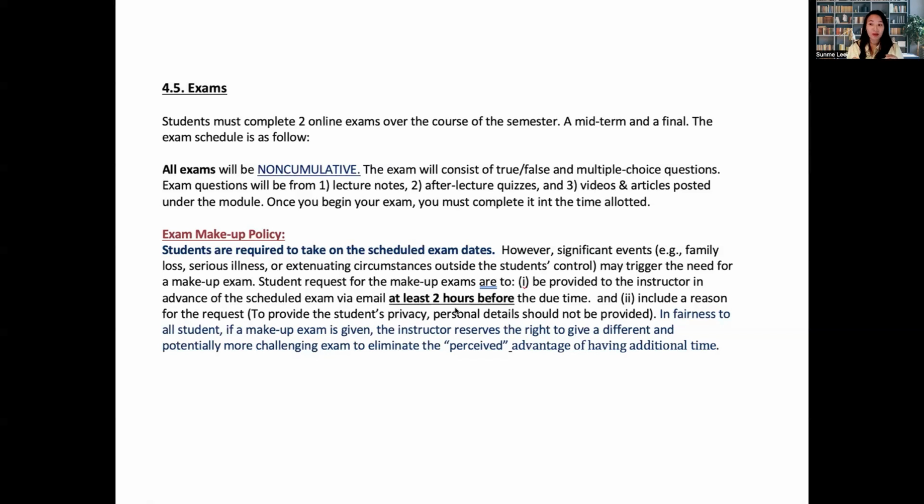Now let's talk about the exam makeup policy. You are required to take an exam on the scheduled dates. But sometimes I know unexpected things happen, so please let me know at least 2 hours before the exam, then I can accommodate your exam. Keep in mind that the makeup exam or some of those accommodations, to give some fairness to the other students, the exam level can be more difficult.